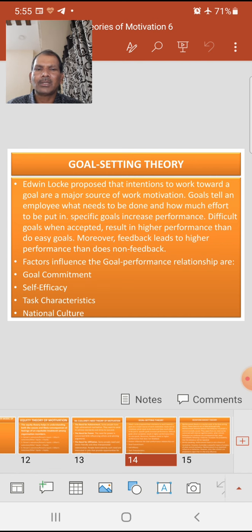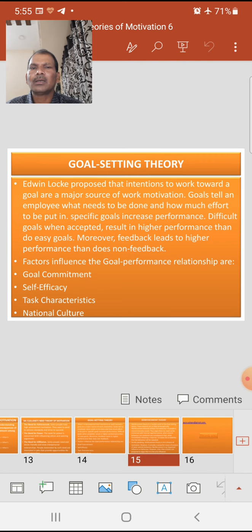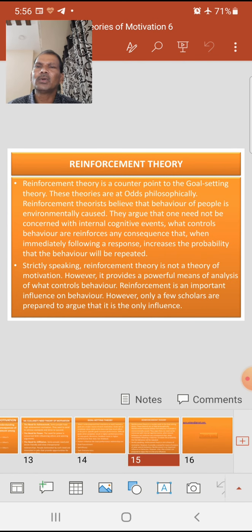And the last theory is reinforcement theory. Reinforcement theory is a counterpoint to the goal setting theory. These theories are at odds philosophically. Reinforcement theory believes that the behavior of people is environmentally caused. They argue that one need not be concerned with internal cognitive events. What controls behavior are reinforcers, consequences that, when immediately following a response, increase the probability that the behavior will be repeated.